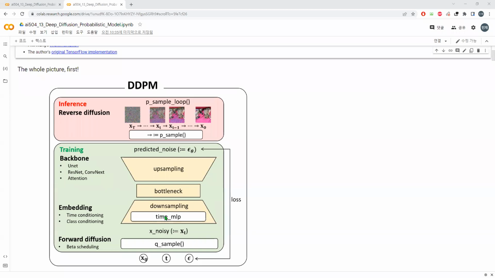We only use time information in this tutorial, but you can use the same embedding structure for class conditioning. For example, in the MNIST dataset, the picture of 0 is labeled by 0. So if you condition on the number 0 in this embedding layer, then you can choose to generate a synthetic image of 0 at the inference stage. Okay.